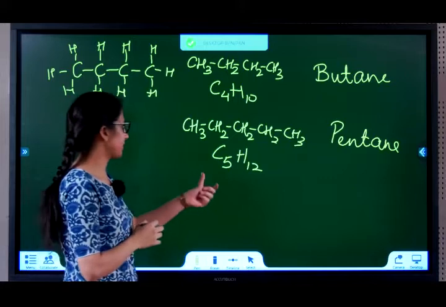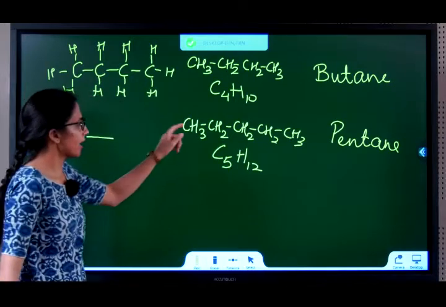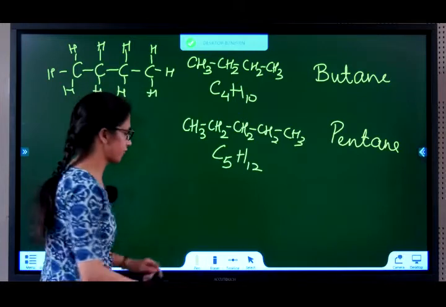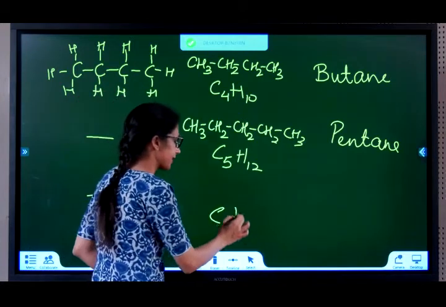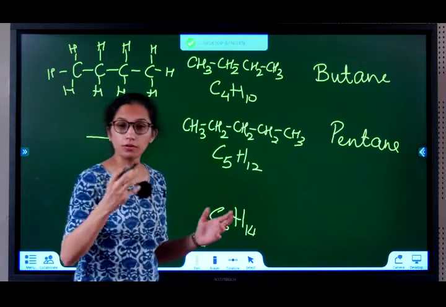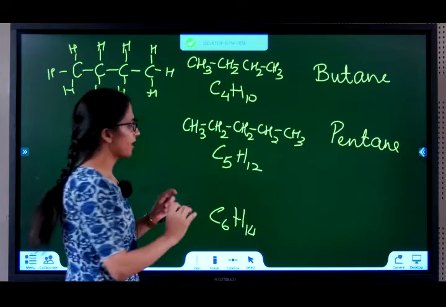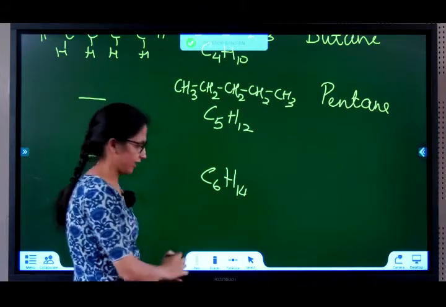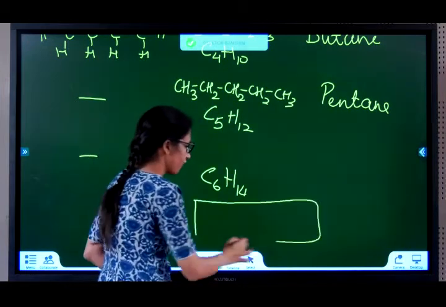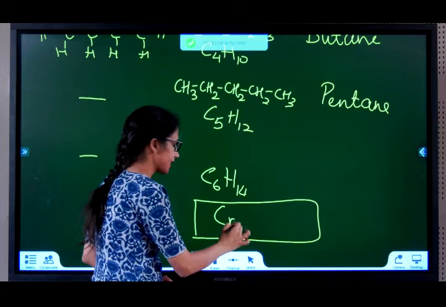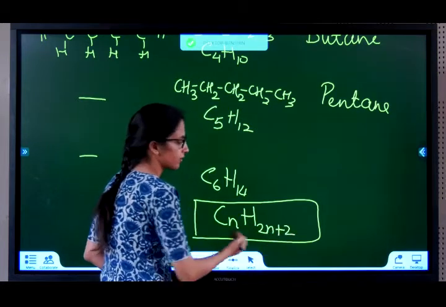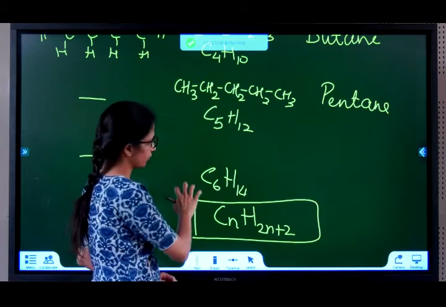Now, next carbon atom. Again, I won't be doing the structure. I'll write the formula directly, and you try it out. C6H14. Ma'am, how did you tell the formula so fast? Because we know a general formula for the alkane series. The general formula for the alkane series is given by CnH2n plus 2.